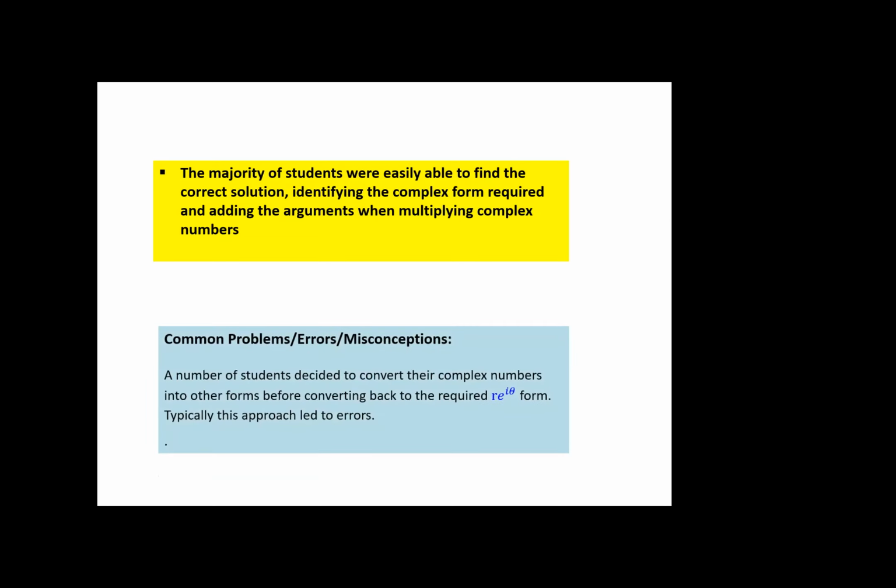A little bit of information around this particular question, and I'll just read to this. The majority of students were easily able to find the correct solution, identifying the complex form required and adding the arguments when multiplying complex numbers. A number of students decided to convert their complex numbers into other forms before converting back to the required r e^(iθ) form. Unfortunately, this approach usually led to errors and also was very time wasting.